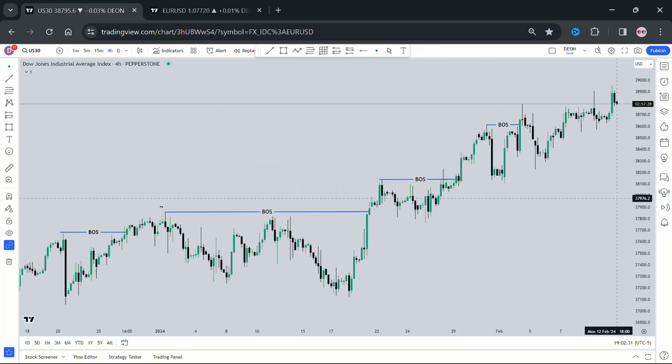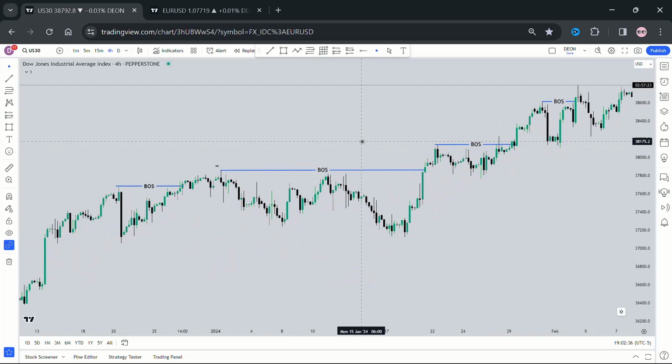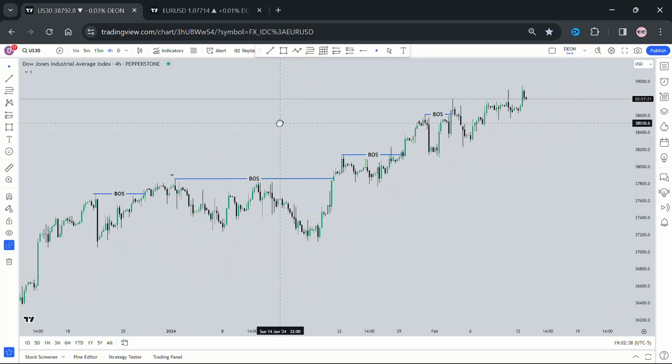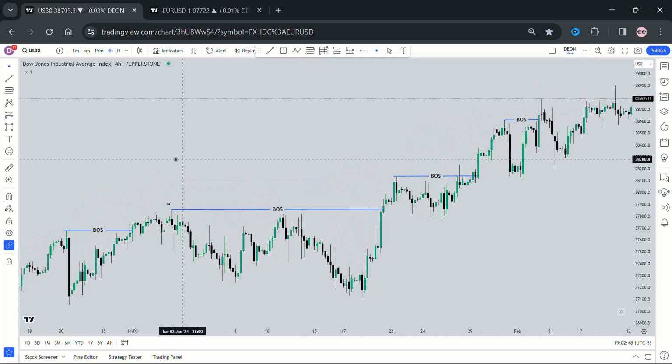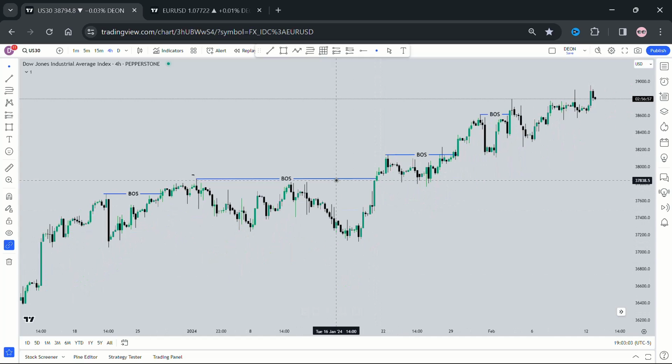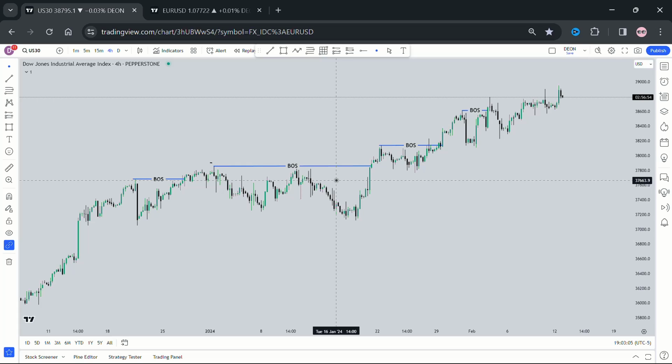So this is the US30. This is the 4-hour chart. You can clearly see the market is going to the upside. Like I said, the market doesn't just move in a straight line like that. It always leaves pullbacks, and these pullbacks, when you go down to the lower time frames, have internal structures.